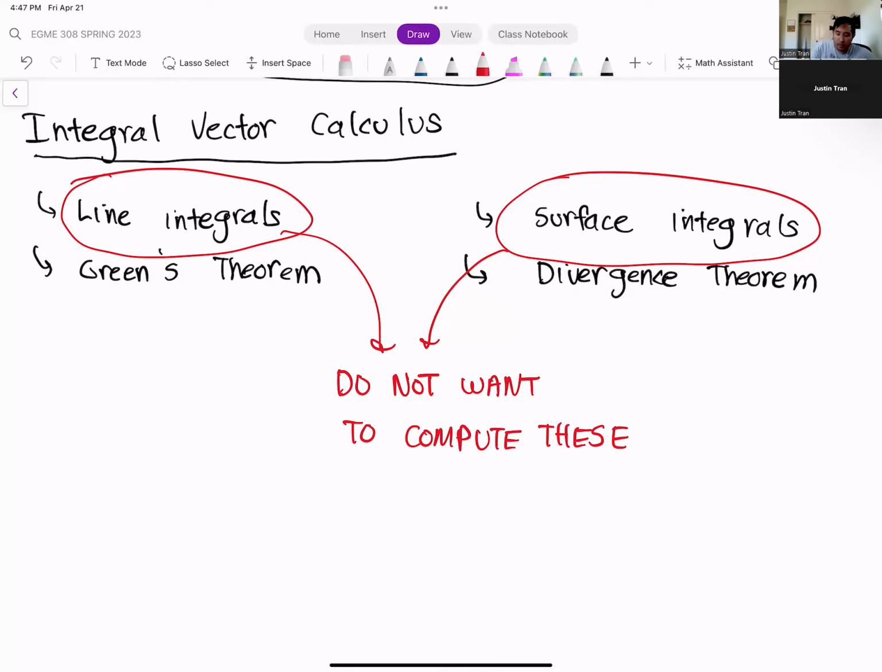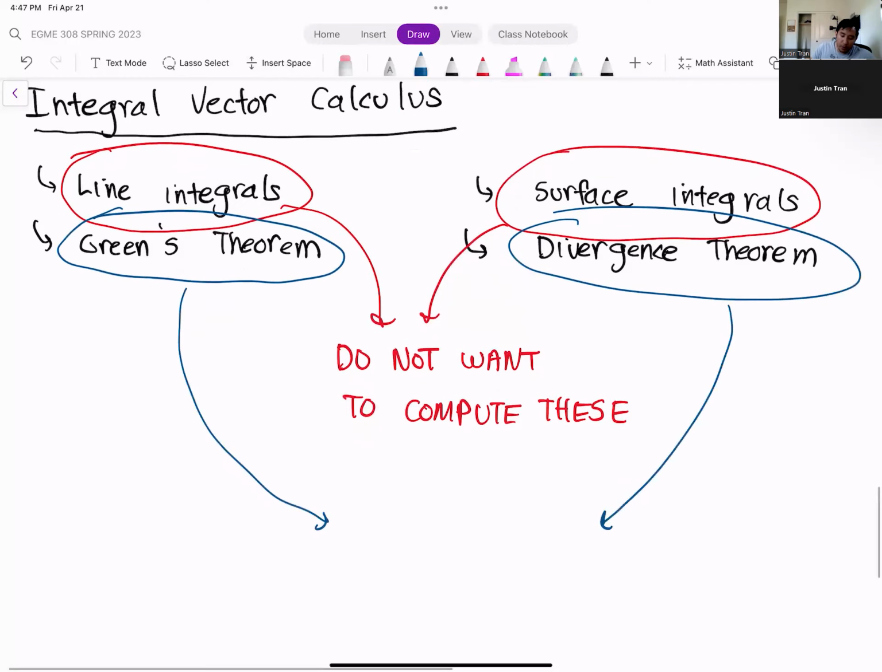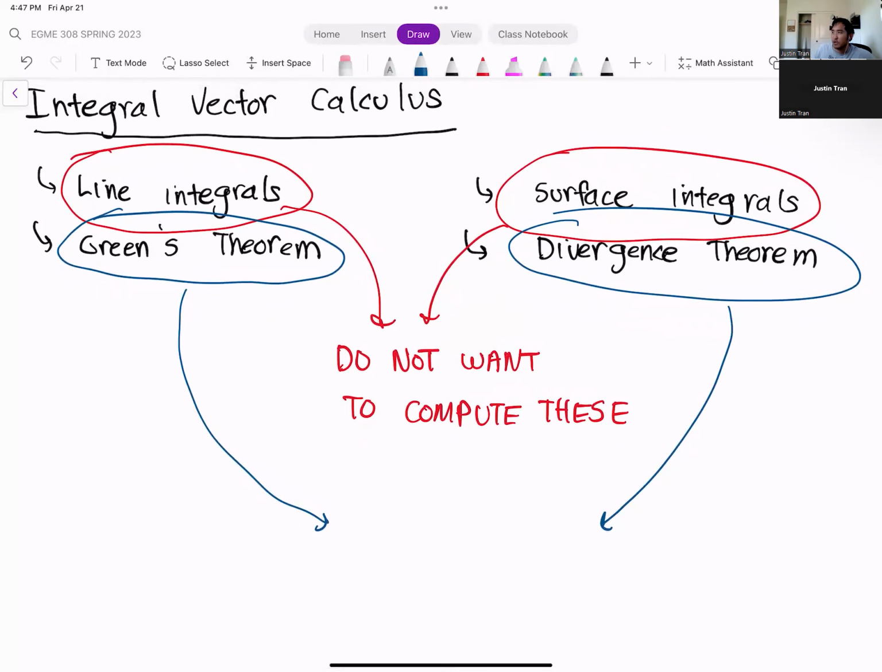Okay. And so the main impression that I hope I left you with from this section is the reason these theorems exist, both Green's theorem and the divergence theorem. They both serve one important purpose, at least in terms of calculations, right? And that is they allow us to basically convert line integrals and surface integrals into things that are usually much easier to compute.